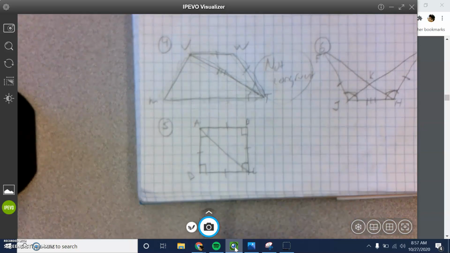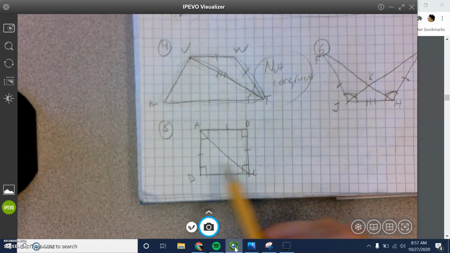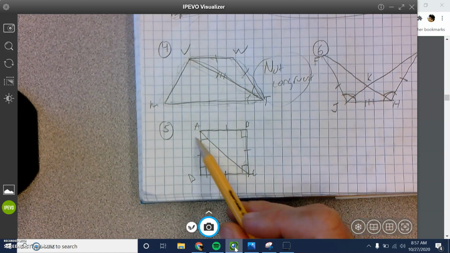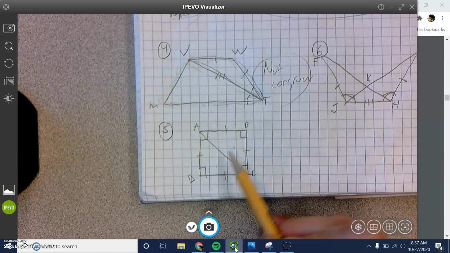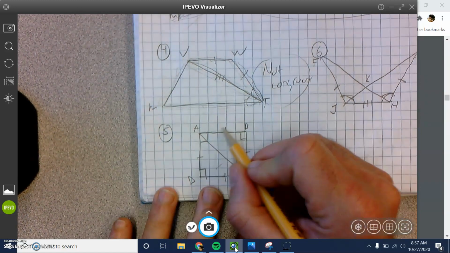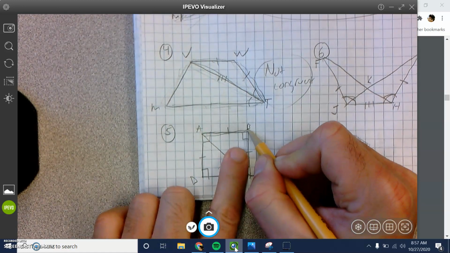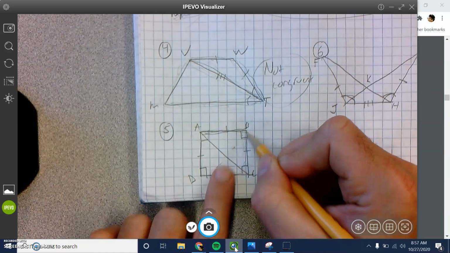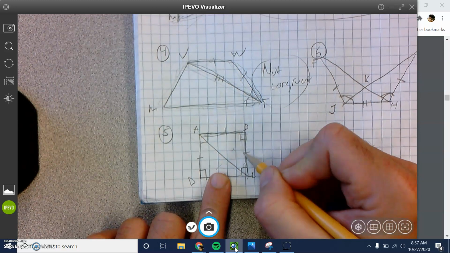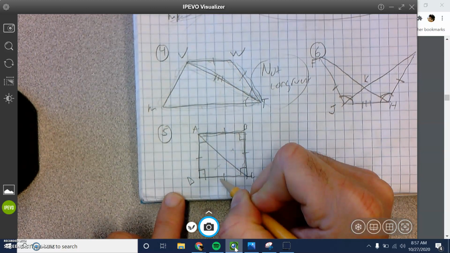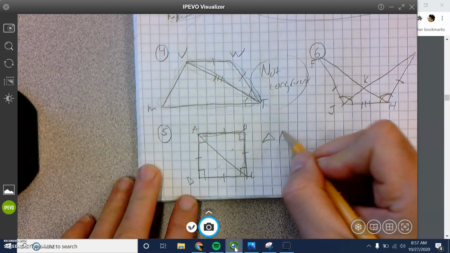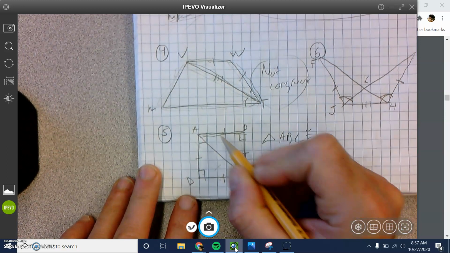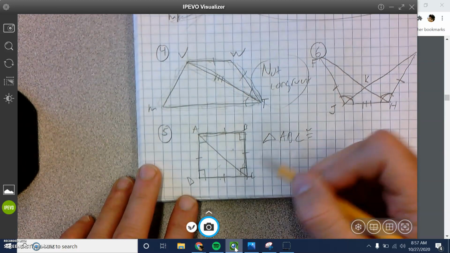How about 5? Is A, B, C congruent to this? Right here, these two triangles, this and this? Yes, it is, because you have side, angle, side. Side, angle, side. So we're good. So triangle A, B, C is congruent to triangle A, D, C.